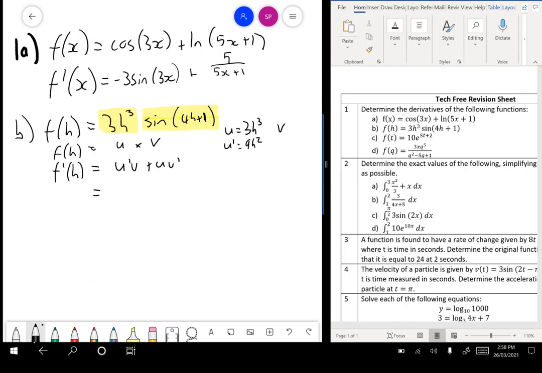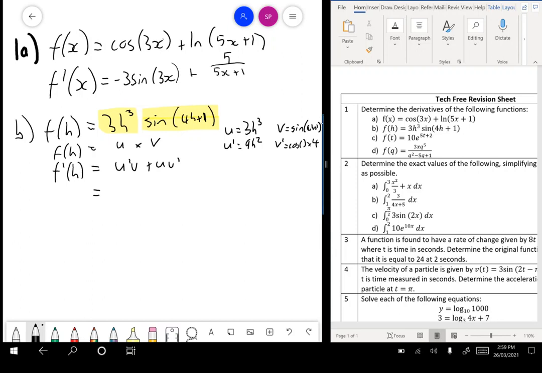And then v is going to be sine 4h plus 1. V dash, like before, we're just going to do the derivative of the outer times the derivative of the inner. Derivative of the outer, sine, differentiates to positive cos. I'm just running out of space here, so the brackets stay the same, and then we times through by the derivative of the inner, which is 4. So that becomes 4 cos of the brackets.